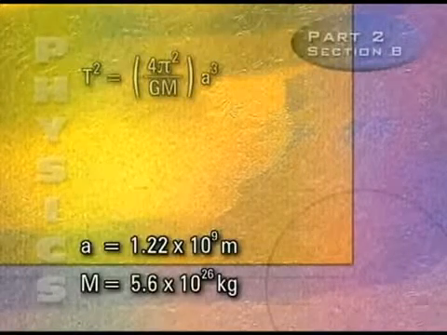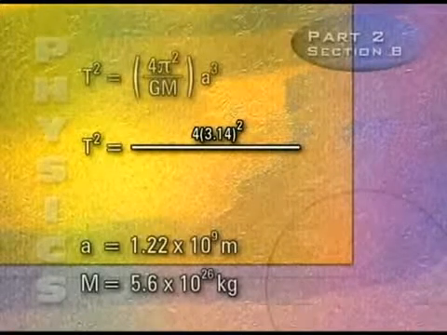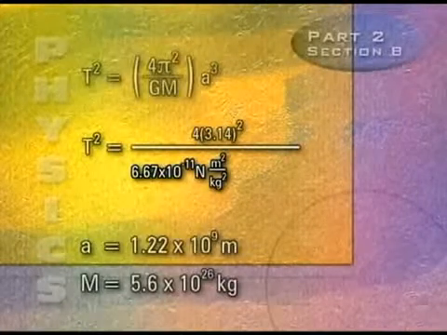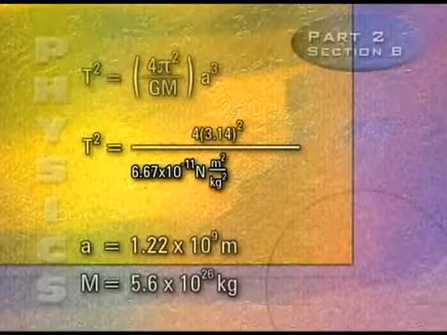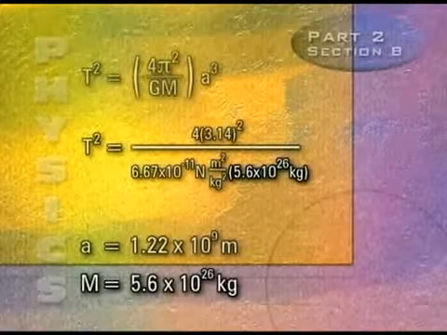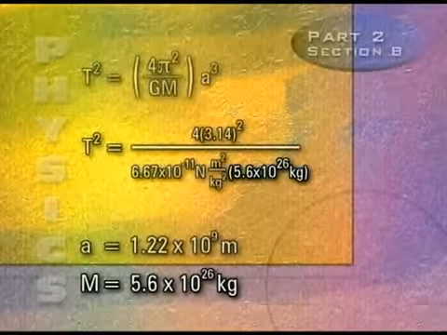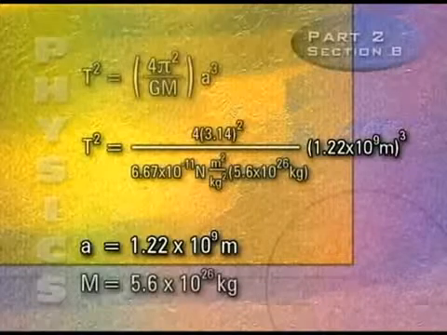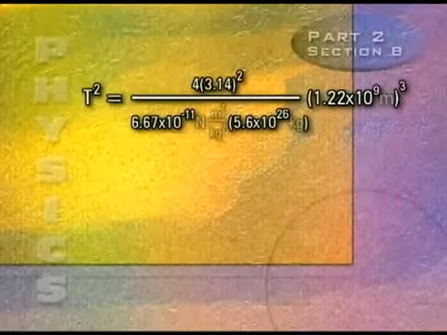Filling in our values, we get T squared equals 4 pi, which we'll approximate as 3.14, squared, over the gravitational constant 6.67 times 10 to the negative 11th newtons times meters squared over kilograms squared, times the mass of Saturn, 5.6 times 10 to the 26 kilograms, all times the semi-major axis, 1.22 times 10 to the 9th meters cubed. Now, let's do the numbers, then figure out the units.